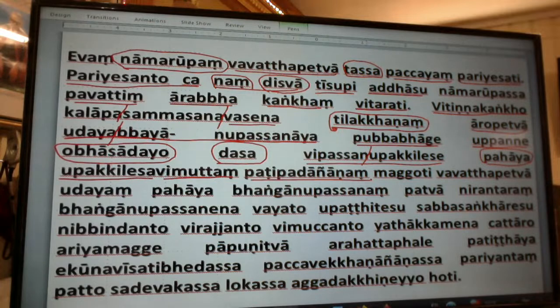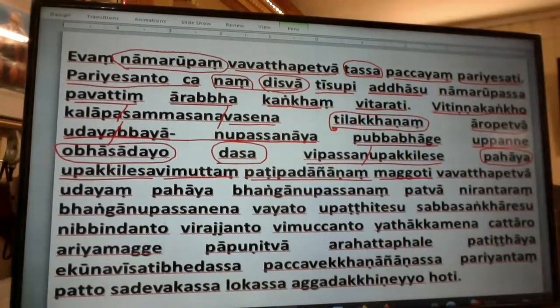After Ādīnava, Nibbidāñāṇa, Muñcitukamyatā, Paṭisaṅkhā, Saṅkhārupekkhā. So this is the parivāra ñāṇa. Parivāra is a kind of practice wisdom.